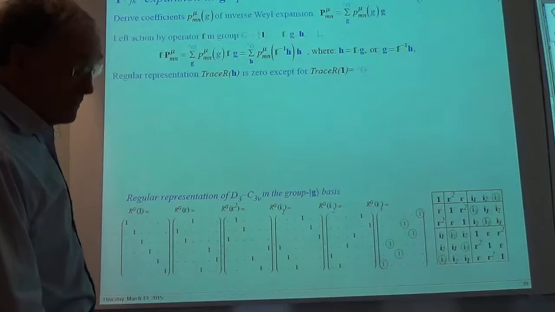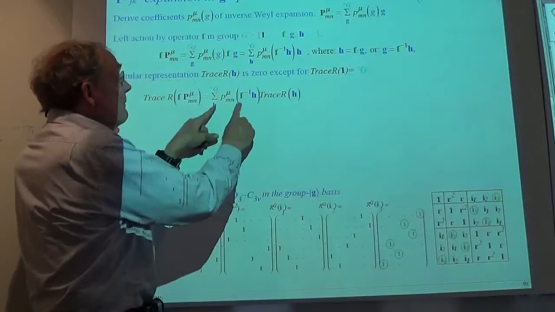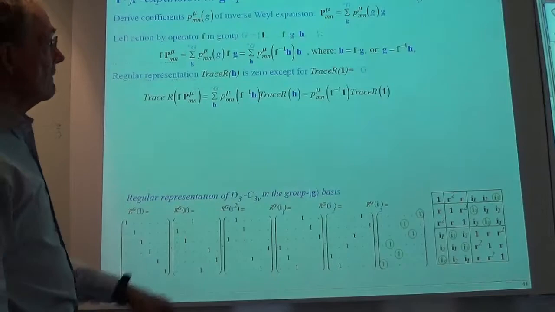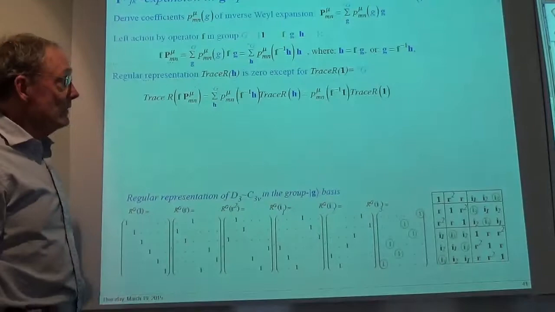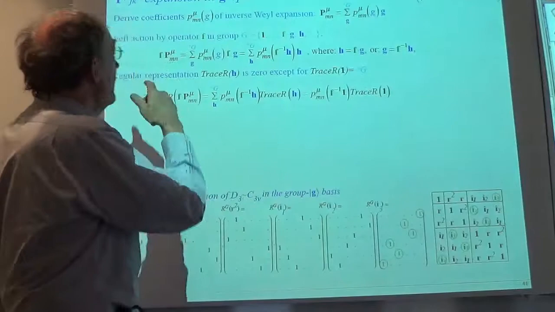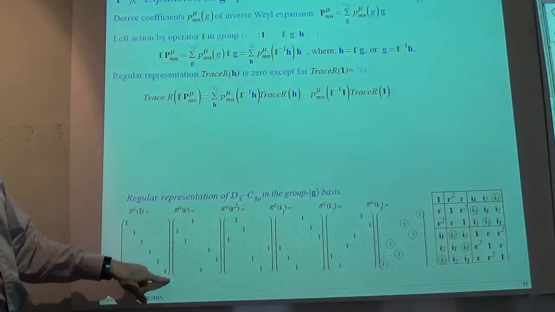Okay, so now the trace of this thing right here is still a sum over H, but only that element that has a trace, namely one. Okay? So the only coefficient that comes out of this sum is this one, F inverse times 1, which is F inverse. Okay? So when I apply an F to this thing, that's what I'm going to get. And this trace is very easy. Order of the group. 6 in this case. Okay? Order of the group.